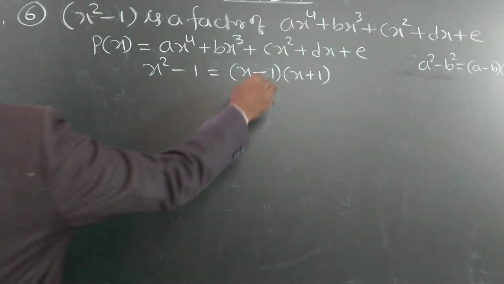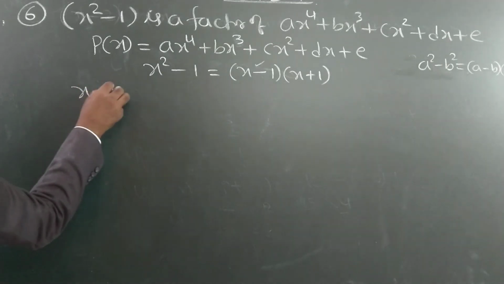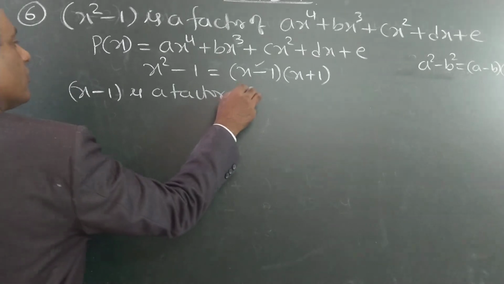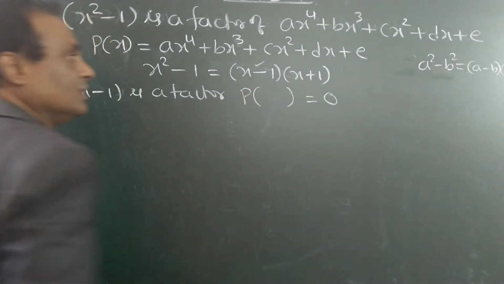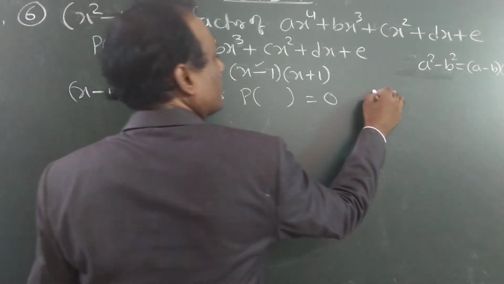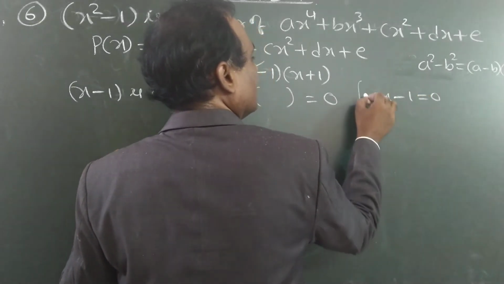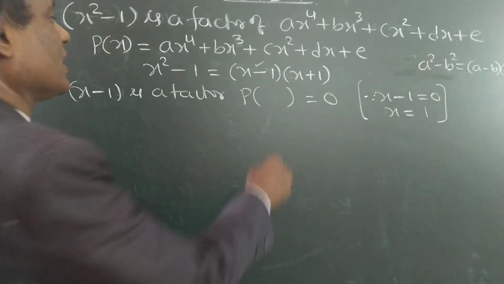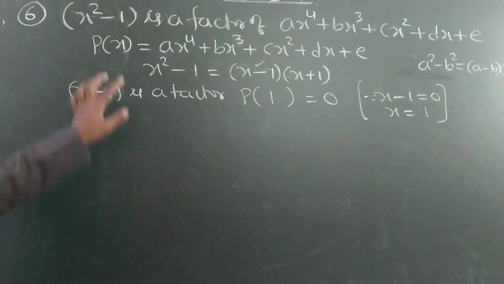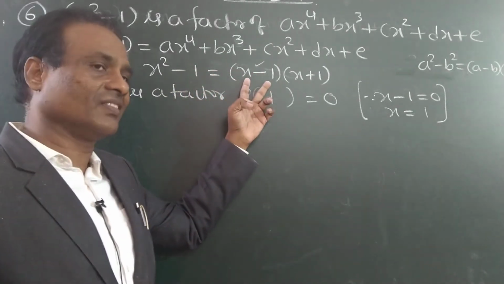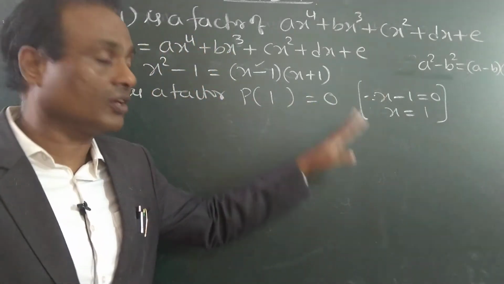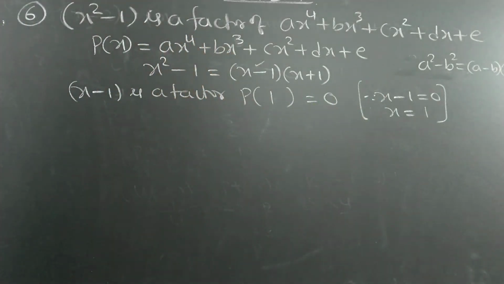Now I am taking this factor. X minus 1 is a factor. Then what happens? P of how much should equal 0? X minus 1 factor means x minus 1 is equal to 0, x is equal to 1. P of 1 is equal to 0. P of 1 should equal 0.